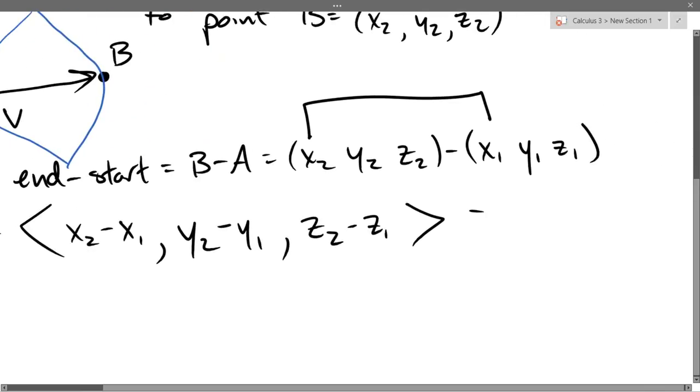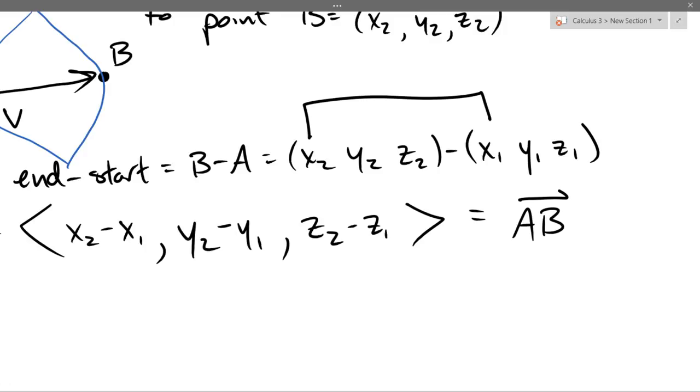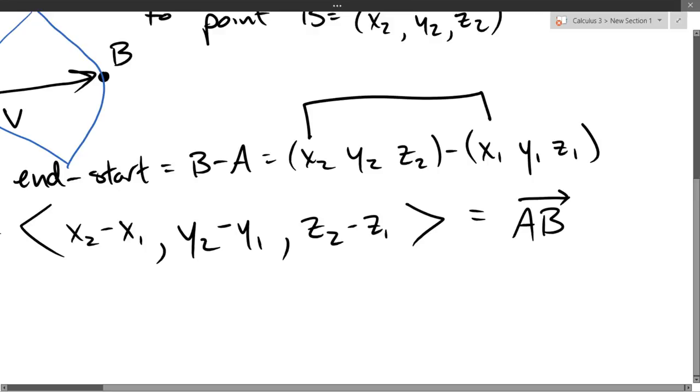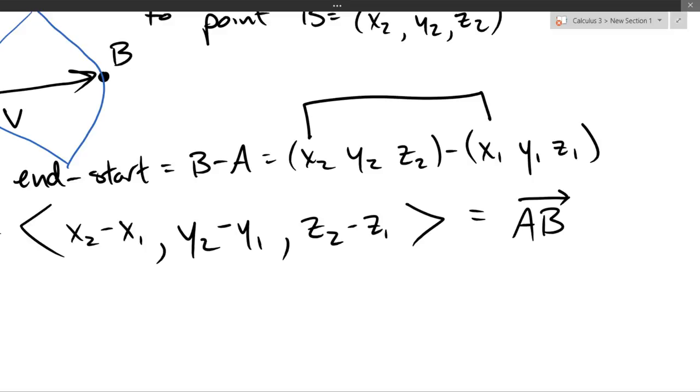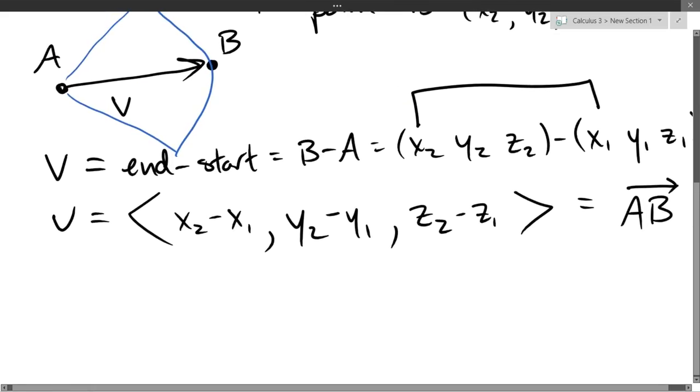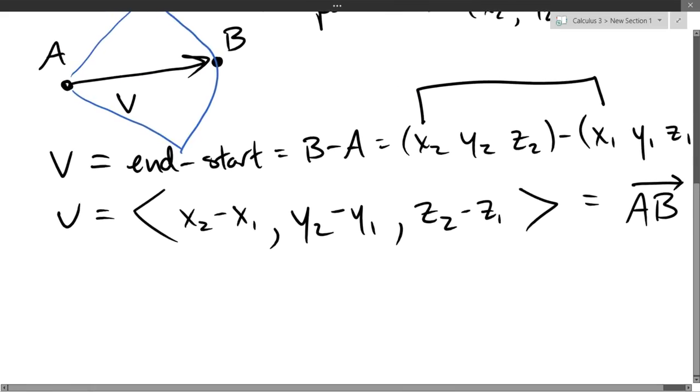Another way to write this is, I believe, you write A, B, and the notation is, any physics or engineering people, is that how you do it? From A to B, with an arrow, depending on where you look. We'll go A, B with an arrow if you want to talk about going from A to B. It's a little weird because you actually turn it around and do B minus A.